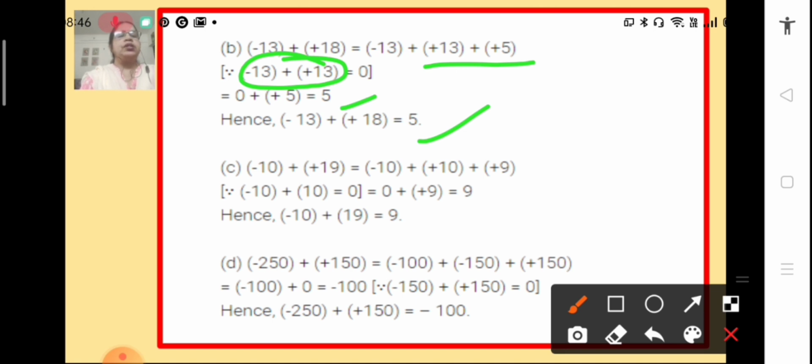19 can be expressed as 10 plus 9, and positive 10, negative 10 becomes 0. So it is 0 plus 9, and the answer is 9. Similarly, 250 can be expressed as negative 100 plus negative 150, and negative 150, positive 150, they become 0. So the answer is negative 100.